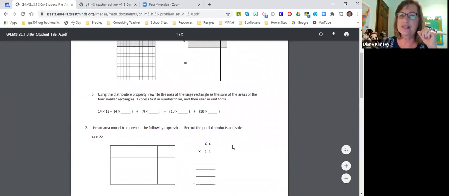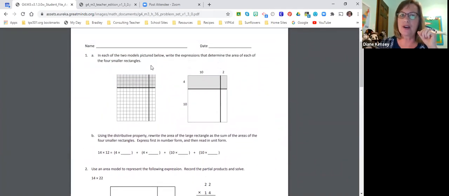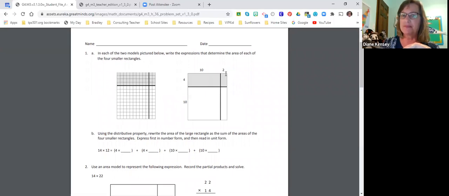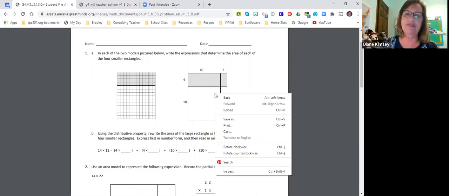We could say, all right, I think my kids have a really good understanding. I don't think I need to do the one here on the left. I could just take a look at this one on the right and say, okay, kids, let's take a look at this. What math problem do you see here? So 10 plus 2, I see 12. 10 plus 4, I see 14. And so this math problem for this area model would be 12 times 14.